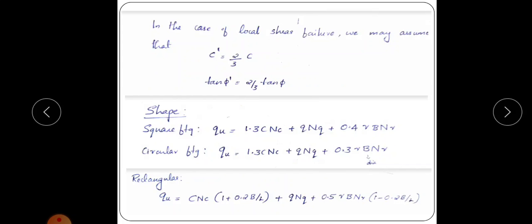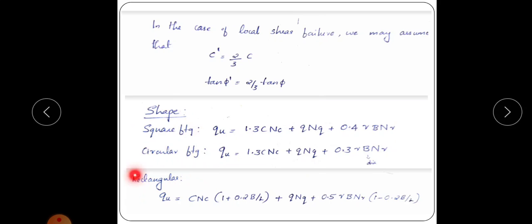For other types of footing, that is, square footing and circular footing, I have explained the equation. For square footing, Qu is equal to 1.3 cNc plus qNq plus 0.4 gamma B N gamma. For circular footing, Qu is equal to 1.3 cNc plus qNq plus 0.3 gamma B N gamma. Here B will be the diameter, or you can write 0.3 gamma D N gamma. So learn these equations by heart. For circular footing this will be the diameter, and for square footing it will be one side, that is, the width.